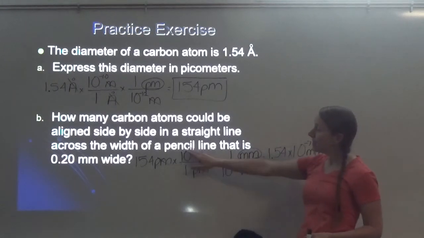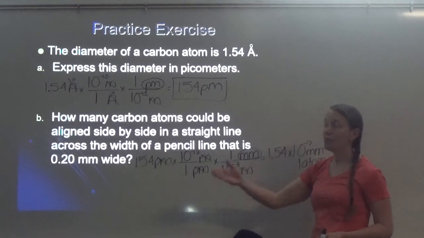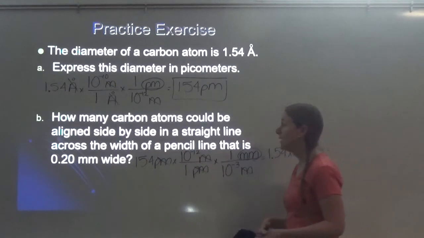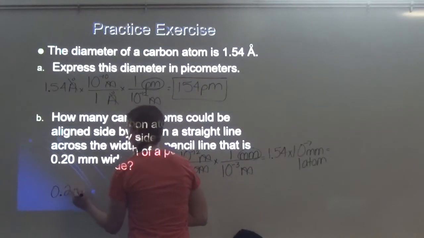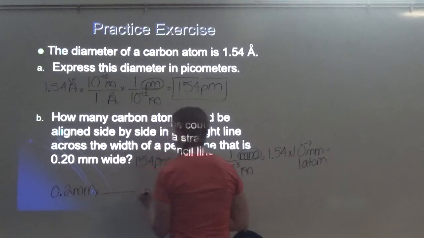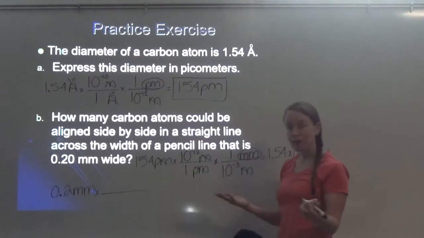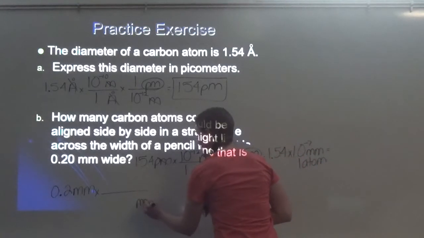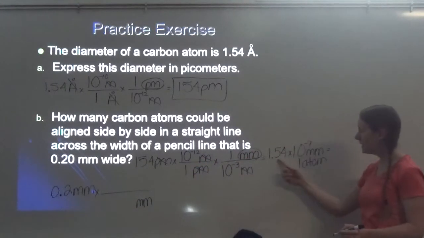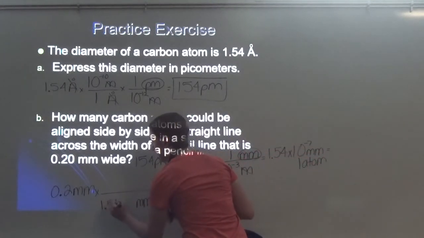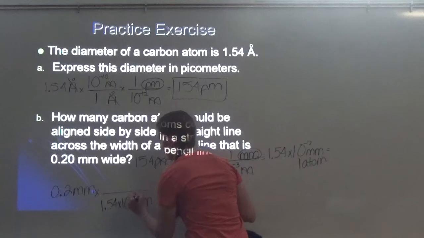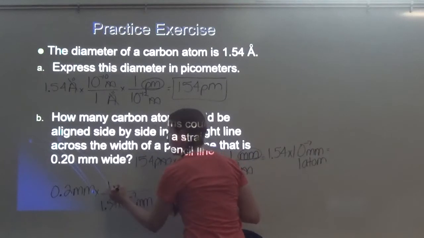Alright, so last thing we've got to figure out is how many carbon atoms will fit across this pencil line. So we know the pencil line is 0.2 millimeters in width. So I follow my golden rule. I'm going to put millimeters on bottom. How many? This many right here. 1.54 times 10 to the negative 7. And that equals 1 atom of carbon this time.